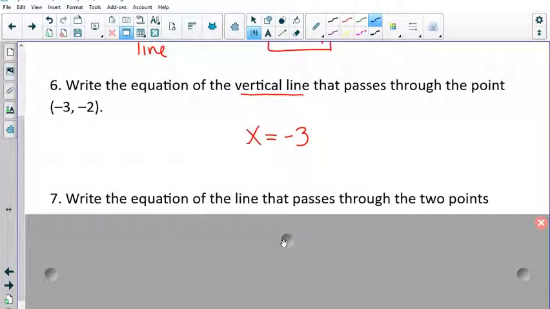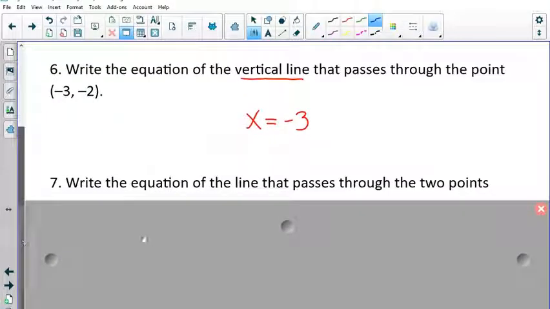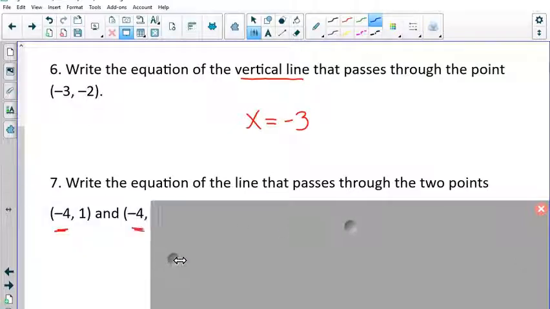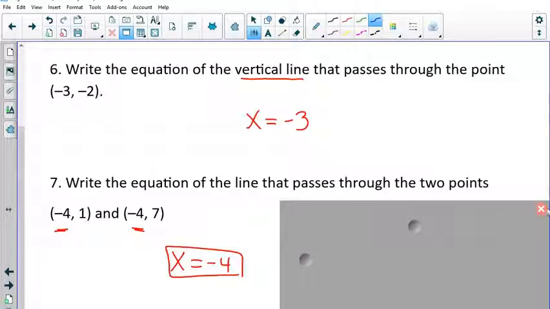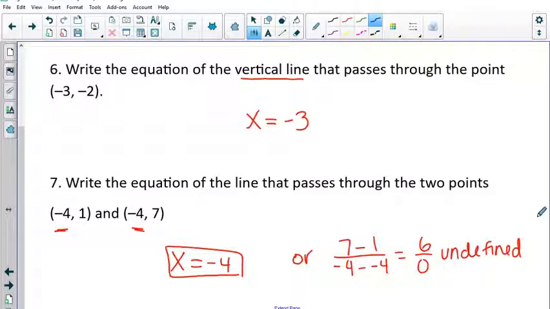Lastly, number 7 says write the equation of the line that passes through these 2 points. So one of two things. If you are doing this on a test, you could just find the slope between them. And the slope is either going to be 0 or undefined. But if you think about it, both of these have an x value that are the same. And so when your x value is the same, that means x is always that number. So again, you have x equals negative 4. And that's target 8. It's either going to be x equals a number or y equals a number.